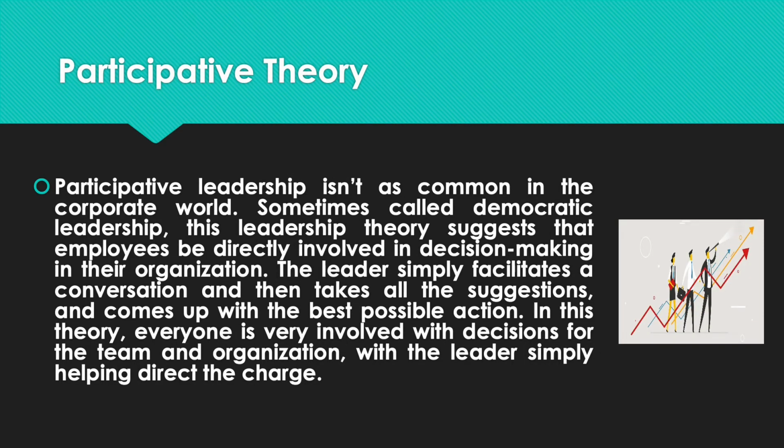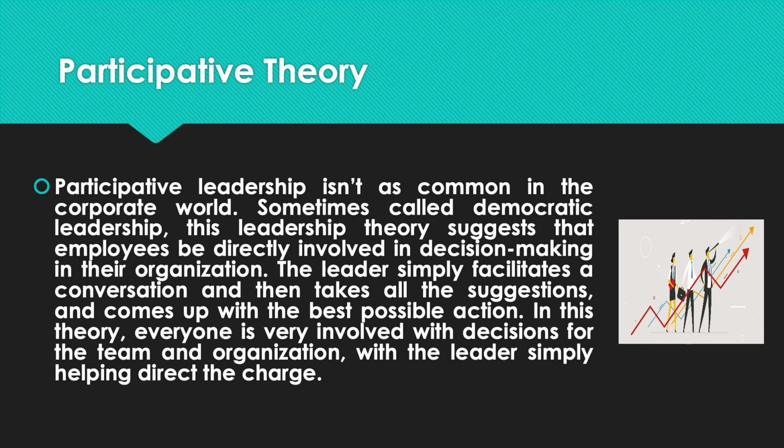Participative theory. Participative leadership isn't as common in the corporate world. Sometimes called democratic leadership, this leadership theory suggests that employees be directly involved in decision making in their organization. The leader simply facilitates a conversation and then takes all the suggestions and comes up with the best possible action. In this theory, everyone is involved with decisions for the team and organization, with the leader simply helping direct the charge.